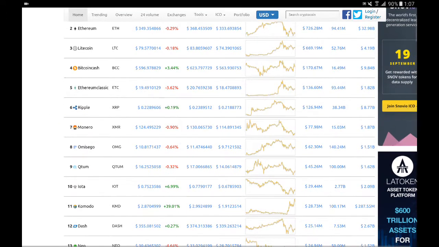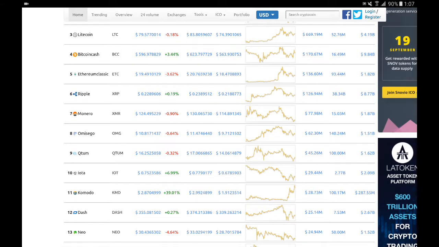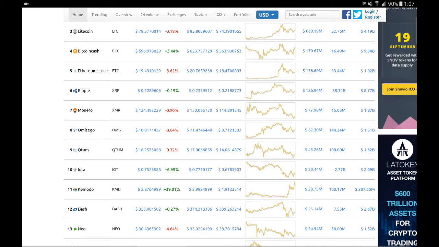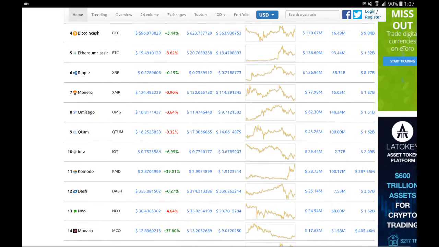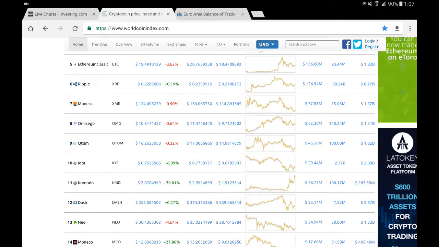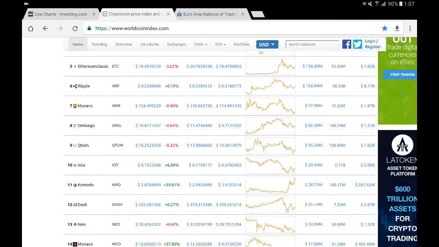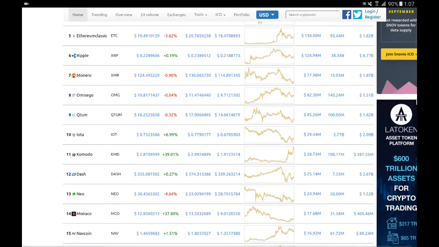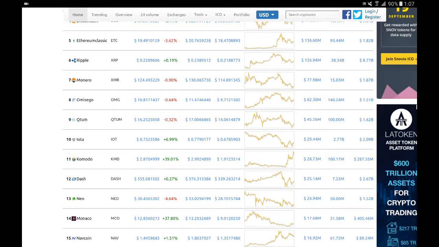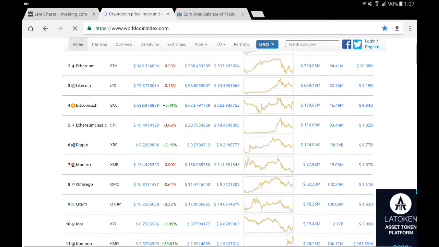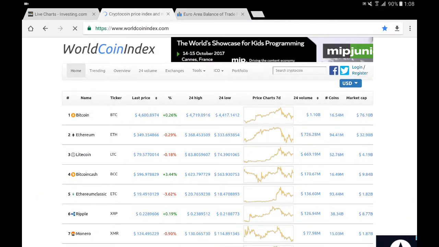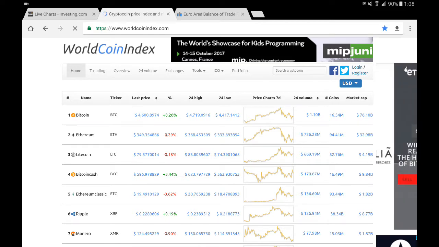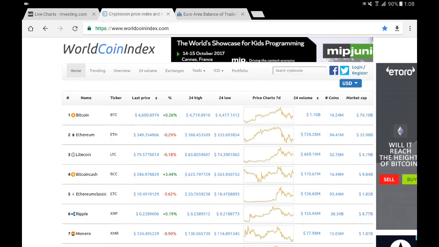1.8, excuse me, first of all, Ripple XRP, $8.7 billion. Number 7, Monero at 1.8 billion. 8, Omisego at 1.5 billion. And 9, Qtum at 1.6 billion. And number 10, IOTA at $2 billion of market cap. So that's it. We're only going to focus on the top 10, and that's it. Bitcoin and Bitcoin Cash is doing great.